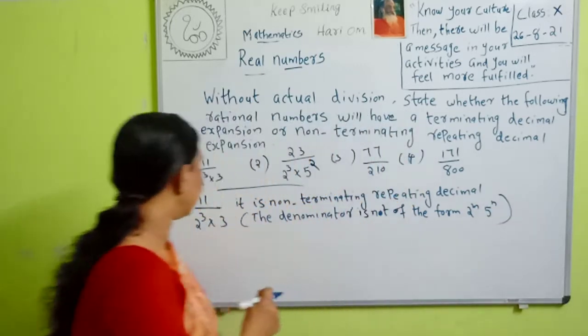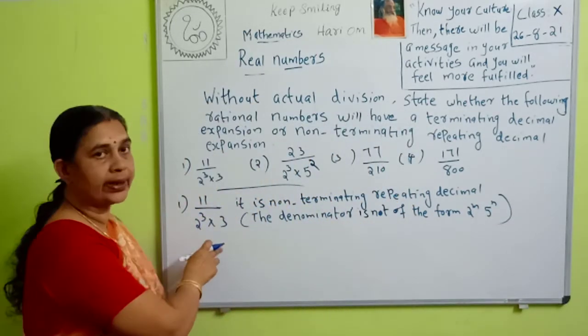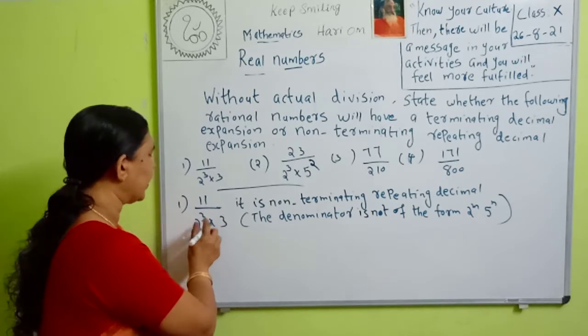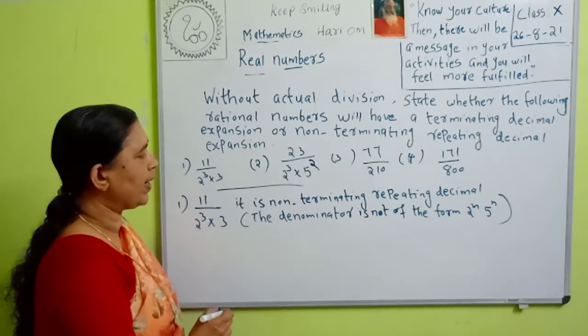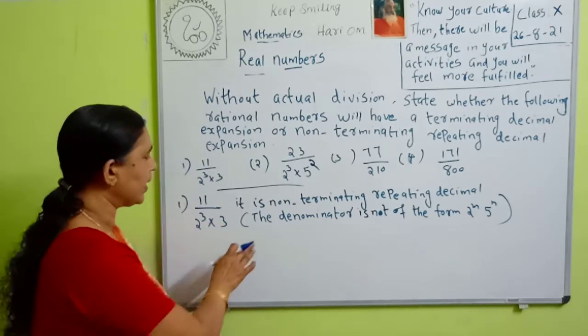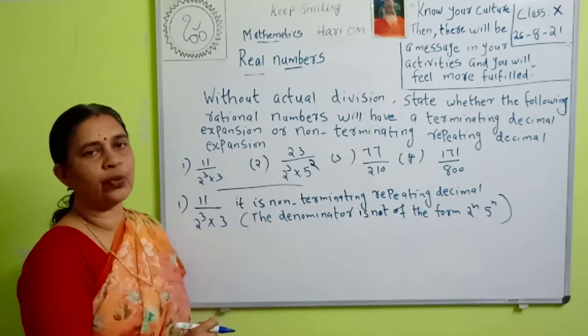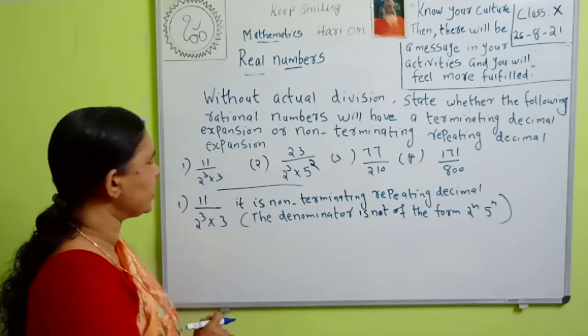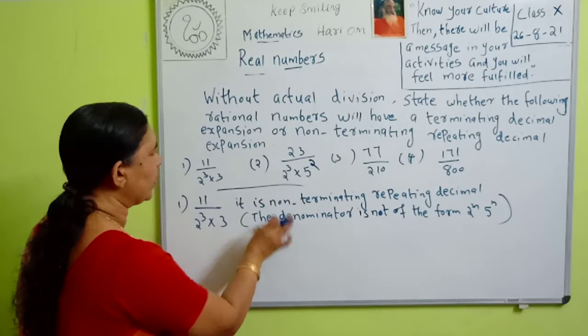So 11 by 2 cube into 3, here the denominator is 2 cube into 3. It is a non-terminating repeating decimal. Why? Because the denominator is not of the form 2 raised to m, 5 raised to n. So it is a non-terminating repeating decimal.